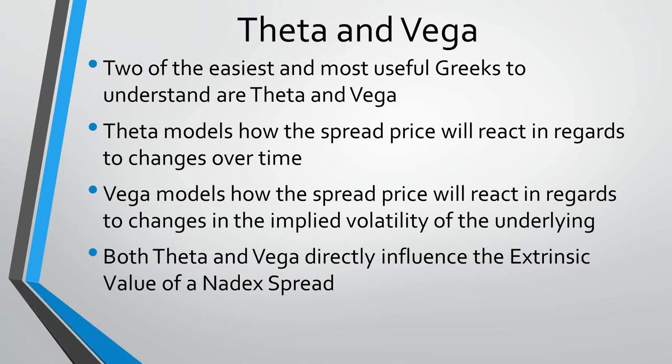Both theta and vega directly influence the extrinsic value of a Nadex spread. And we've gone over that in past webinars too, where it has the intrinsic value and an extrinsic value. And in a spread, due to its combination of two different options at different strike prices, extrinsic value can be both positive and negative.